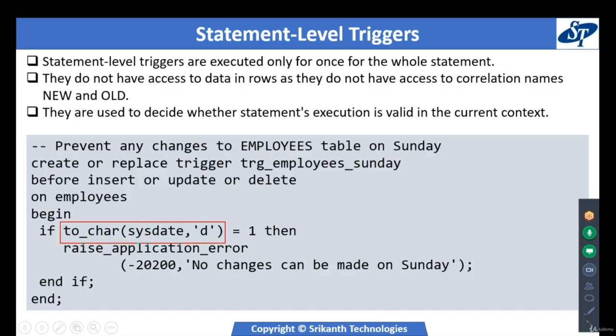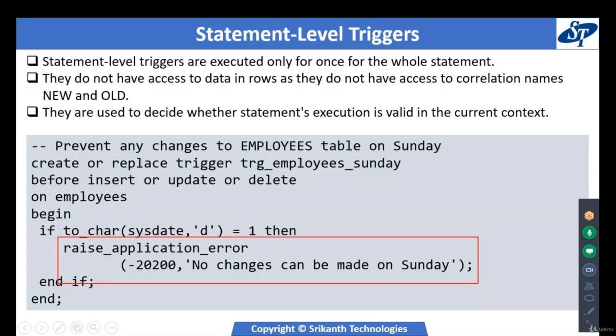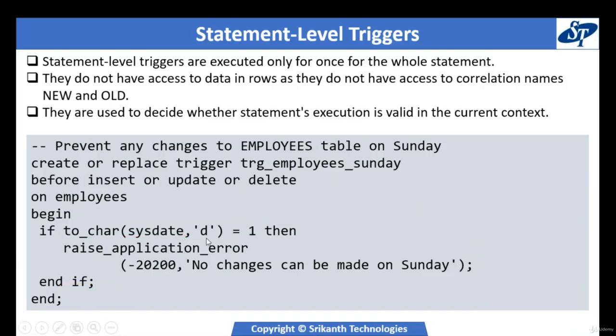And I want to know what is the day today. If the day of a system date is 1, that means Sunday, because in Oracle, the week begins with Sunday. And if that is the case, then I want to stop the process with this message. So I say no changes can be made on Sunday. But if it is not on Sunday, then we can proceed. And if you observe closely, we are not bothered about what change you are making. We are only bothered about whether it is Sunday or not. Because if it is Sunday, whether the change is valid or not, still it is not allowed.